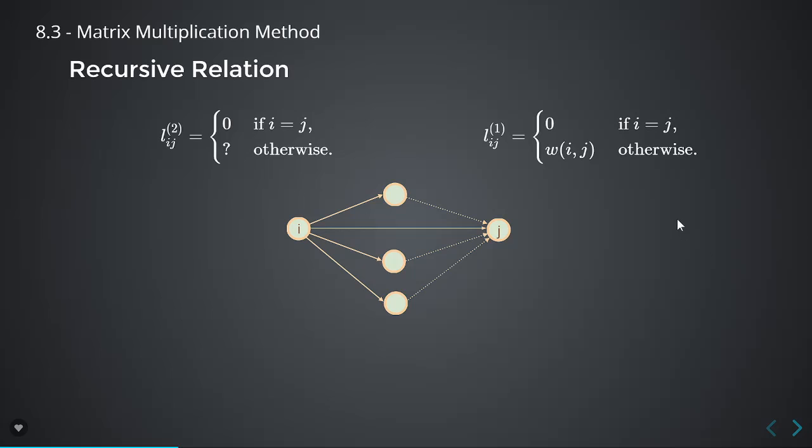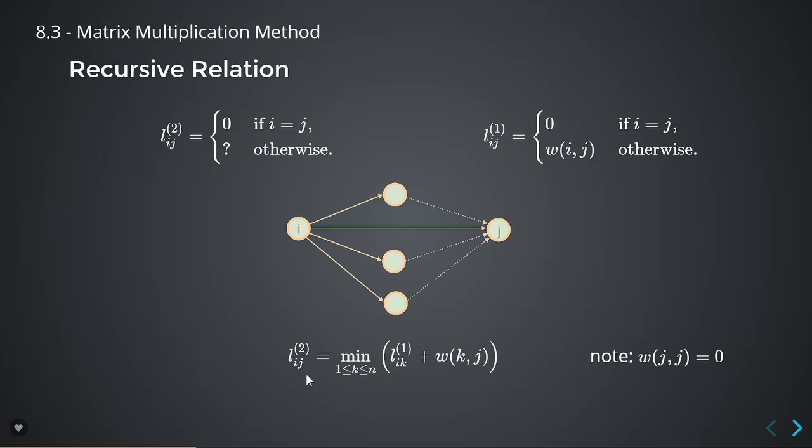Well, if I can go directly from i to j, then that is one possible path, and the weight of that path is just going to be w_ij, the weight of the edge between i and j. Alternatively, I can try to go to one of these nodes, and the weight of the path is going to be the weight of the path from i to that node plus the weight of the edge from that node to j. And this recursive relation is captured in this equation here. Note that we're going to say that the weight from j to j is just 0, just to make this work. Right, you see how we're looking at all the L1s to construct the L2.